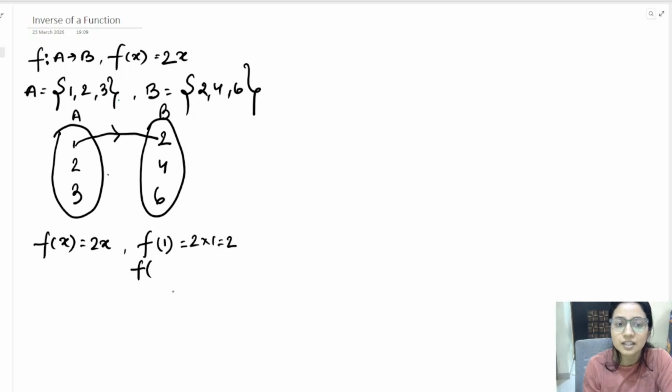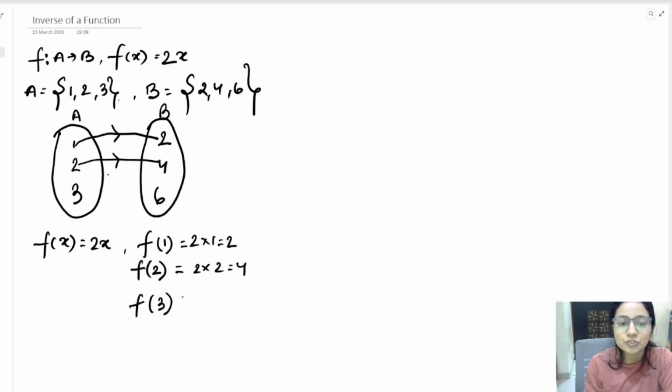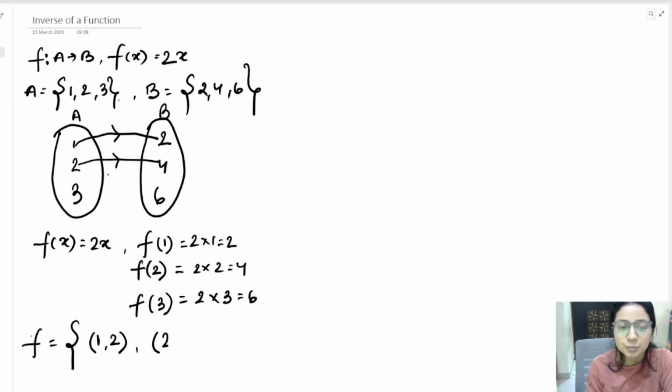Similarly, if you take another element, x as 2, then the y value will be 2 times 2, that is 4. Image of 2 is 4. If you take x as 3, your y value will be 2 times 3, that is 6. We can also represent the function f in the form of a set, that is, f is equal to a set having all ordered pairs: input 1 and output 2, input 2 and output 4, input 3 and output 6.